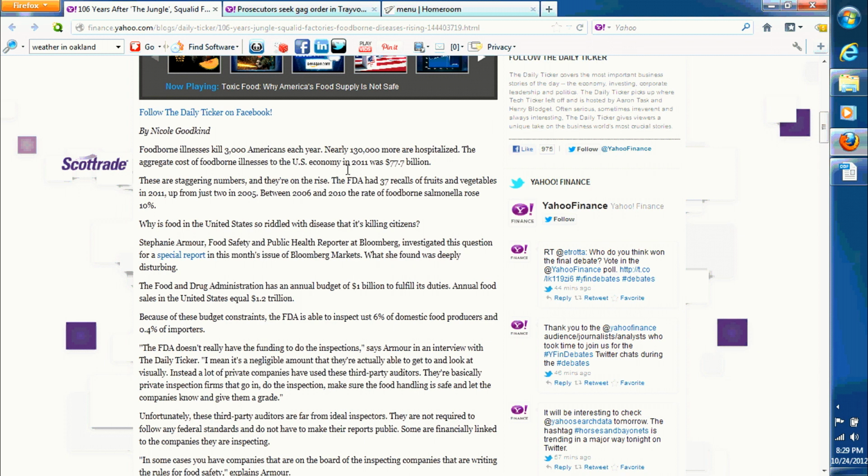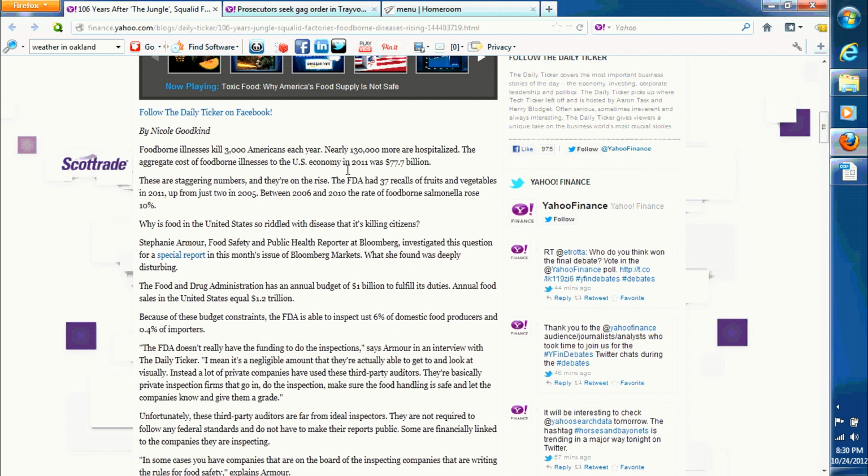Now, if you go to the 13th line down, it says that the Food and Drug Administration has an annual budget of $1 billion, and it's competing with annual food sales in the United States of $1.2 trillion. Now, if you go to the 15th line down, it says, because of these budget constraints, the annual budget of $1 billion versus the annual food sales of $1.2 trillion, the FDA is just able to inspect 6% of domestic food producers and 0.4% of importers.